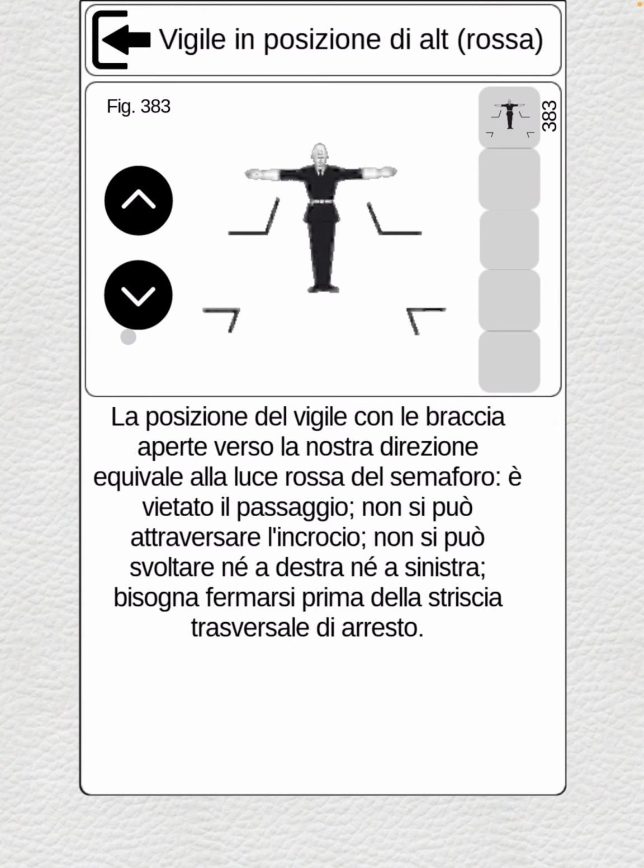Let's go further. Vigili in posizione alta rossa. This position of the vigile is red light. If you see the vigile like this, before the roundabout or before the traffic light, you have to stop. It's telling you this is red light. That is the meaning of this opening of his two hands. Let's go ahead.